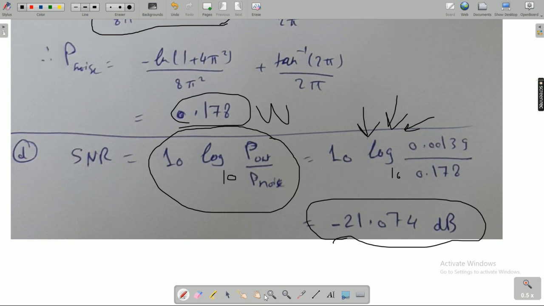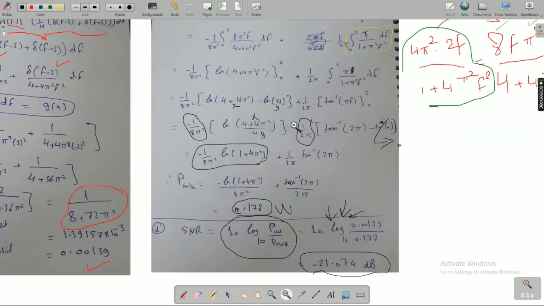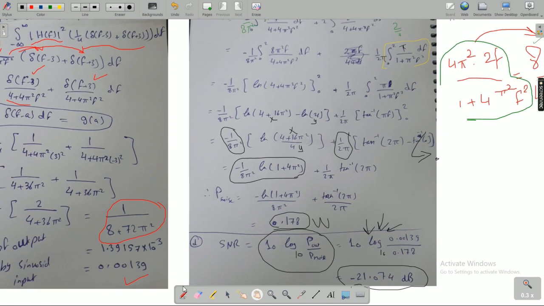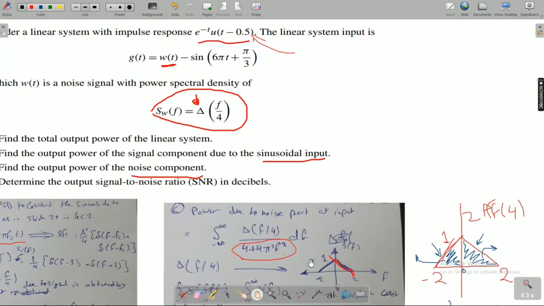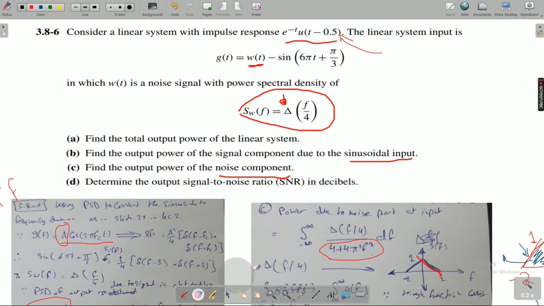And that was our problem for today. However, in part A, he wanted to get the total output power. So in this case, we will add the power of the noise and the power of the ordinary output. This will be the total power. This is a good question. Just take it into consideration because it's comprehensive and covers a lot of topics. Thank you for your listening and good luck in your exams.